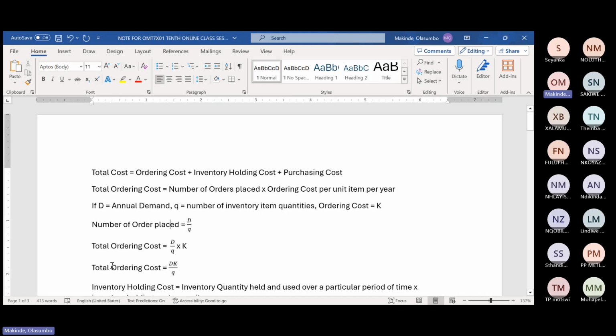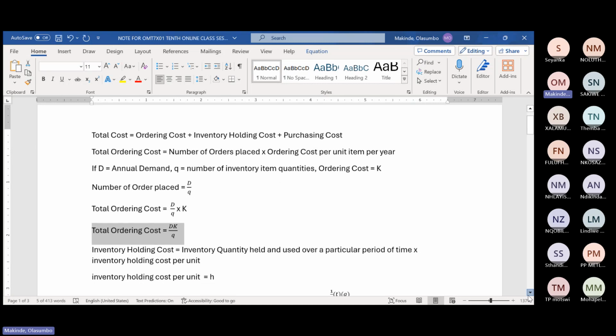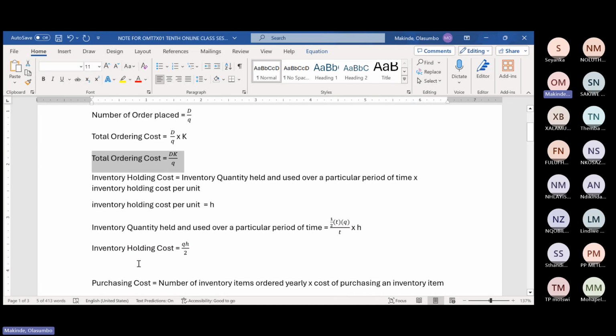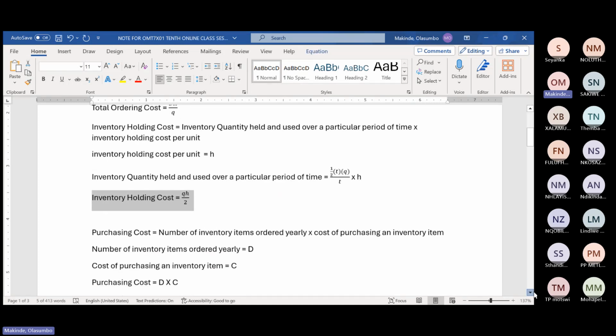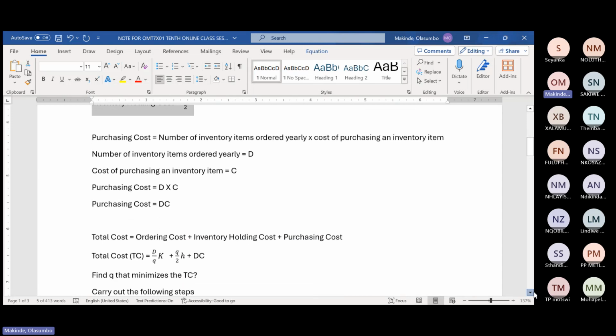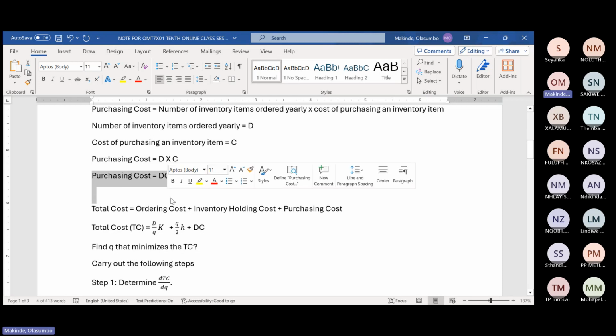Another question you can be asked in the online test, like I told you, is what is the mathematical expression of the total ordering cost? I give you options, and you must be able to select the right answer. I can ask you what is the mathematical expression for the inventory holding cost. You must be able to do that. Like I told you, all the questions I ask in the test, I would have said in class, and I hope you are noting it. For those who missed the class, they have to listen attentively to the recording. The mathematical expression for the purchasing cost is, I provide options, so you must be able to know that the answer is DC.